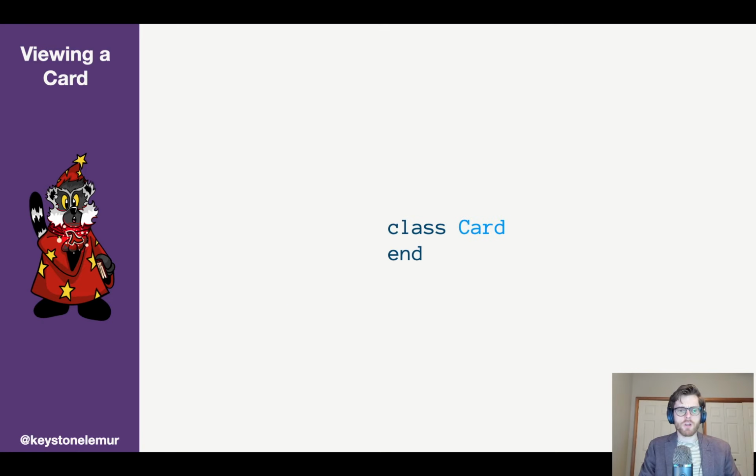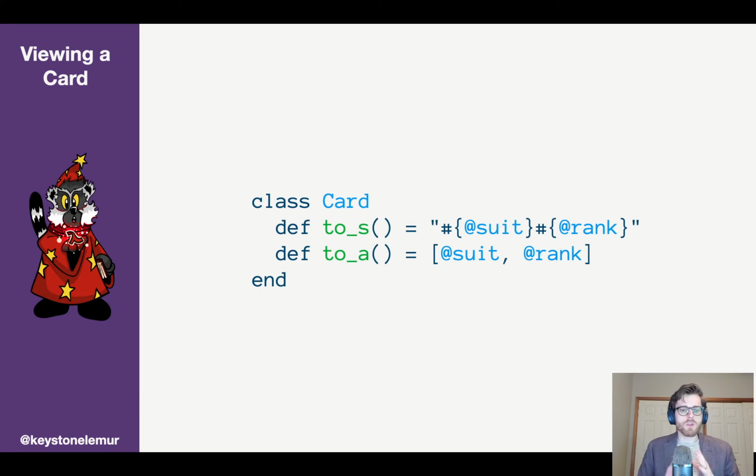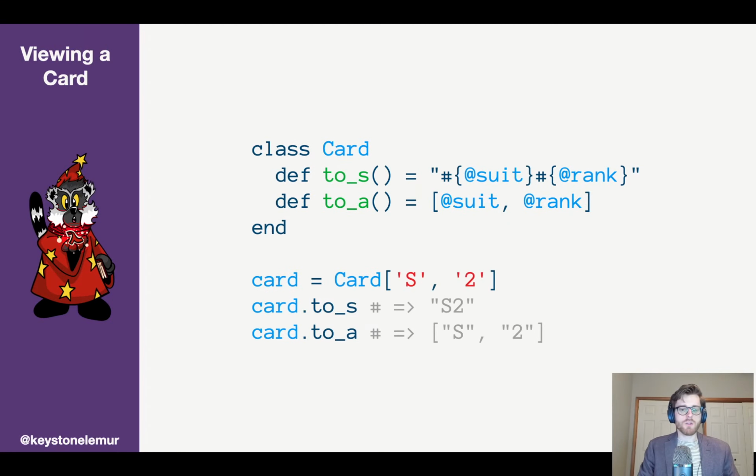Now, back to our card. We also want to be able to represent them as either a string or an array. Nothing too exciting here, except we're using one-line methods again for quick definitions. You might notice we have parens. That's because they're required if there's no argument, hence their presence here for one-line methods. So if we had a card, the output of those might look something like this, where the string version is just S2 and the array version is S and 2.